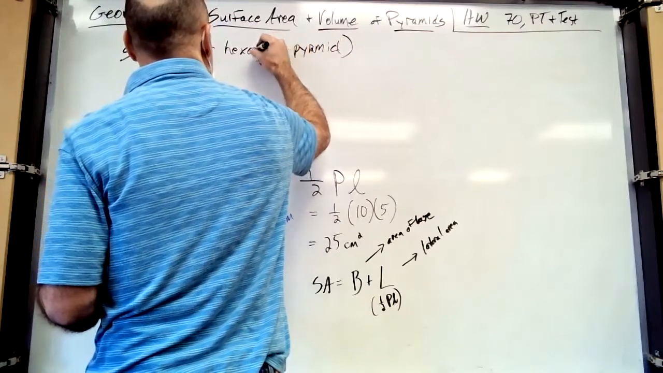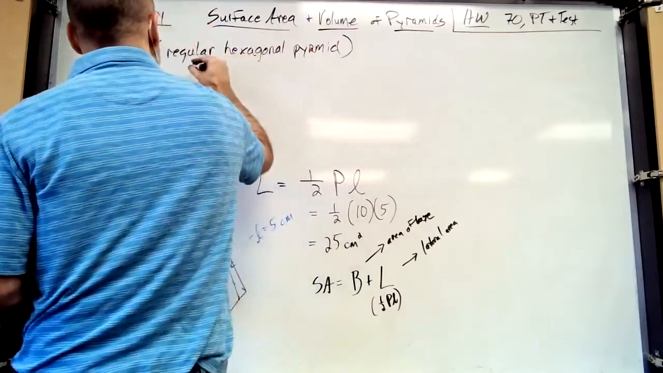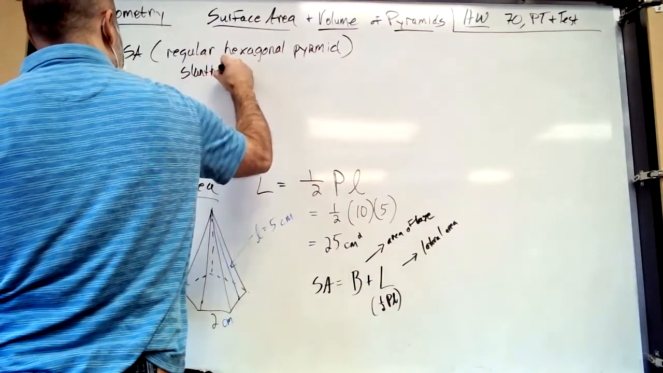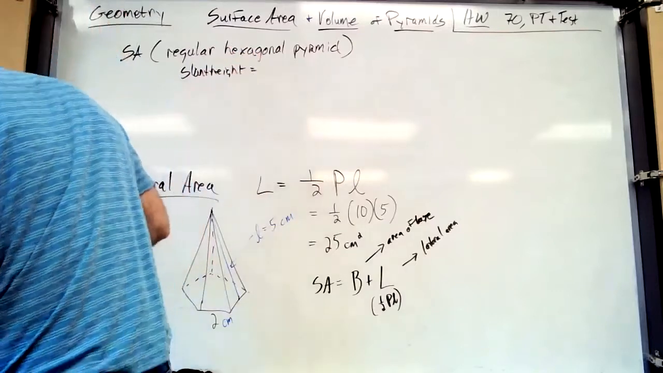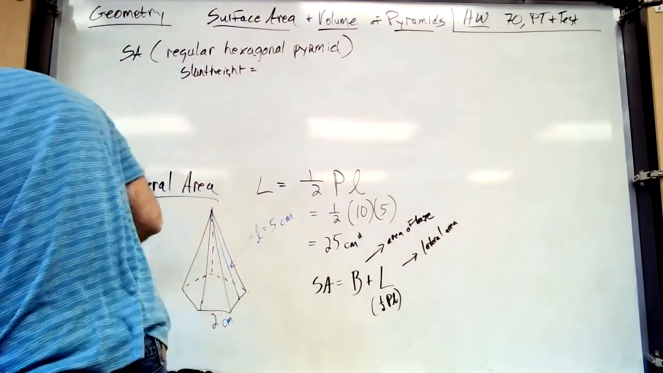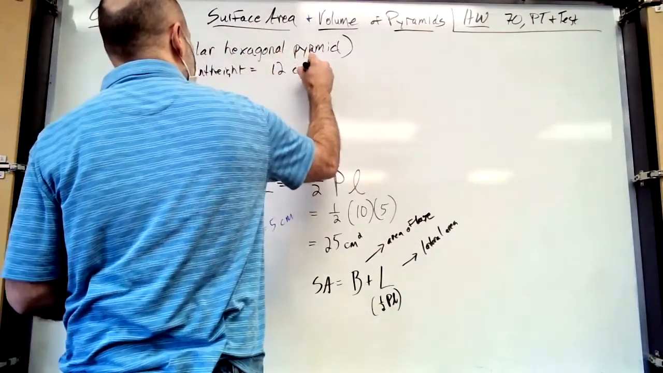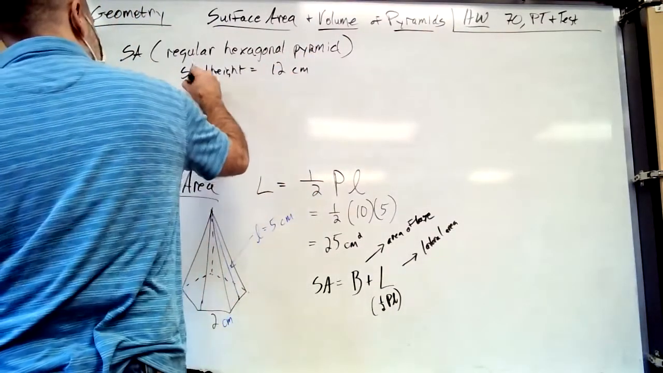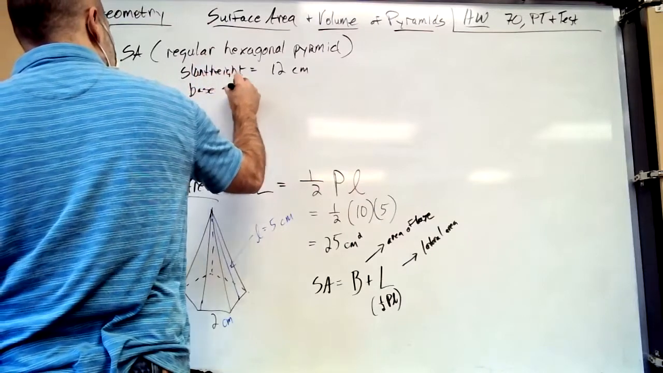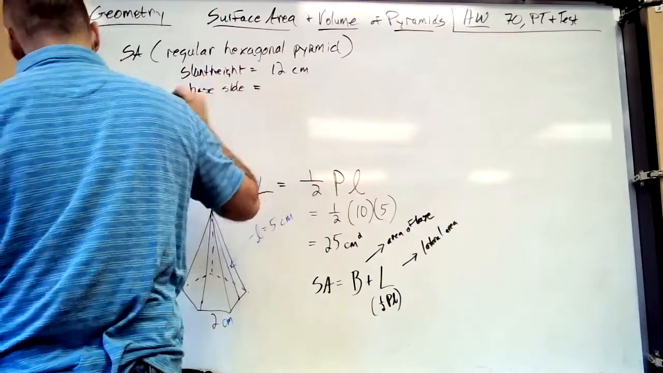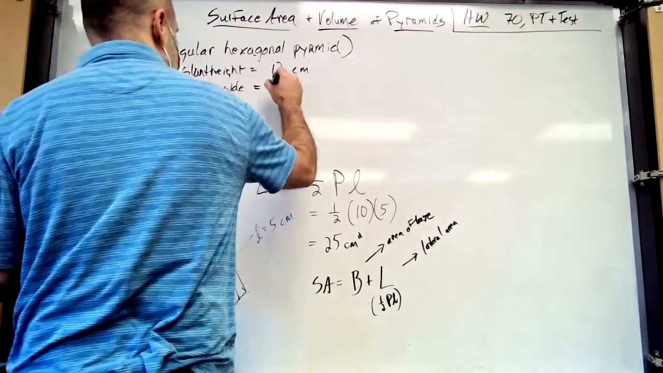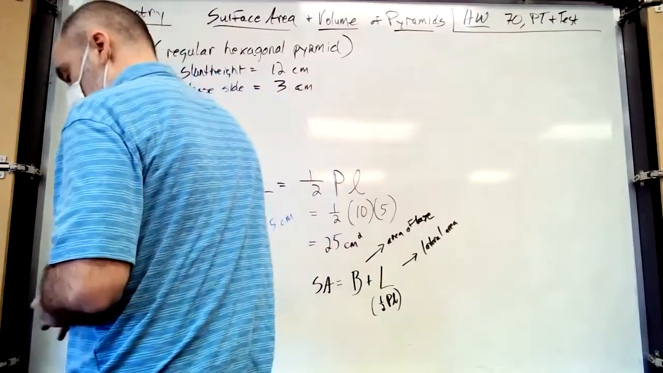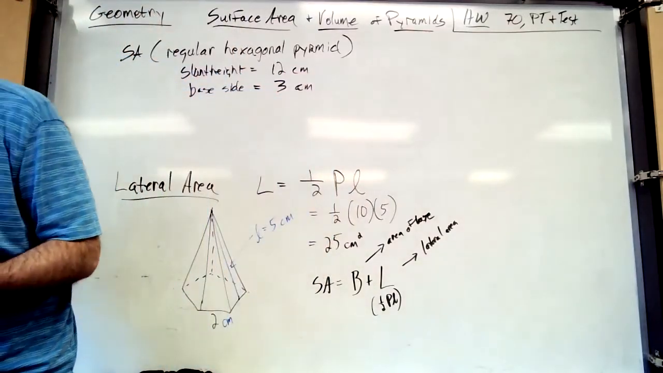Okay, hexagonal pyramid. So slant height equals 12 centimeters. And the length of one of the base sides is 3 centimeters. Okay, now if you get this first, I'm going to give you a free problem set.